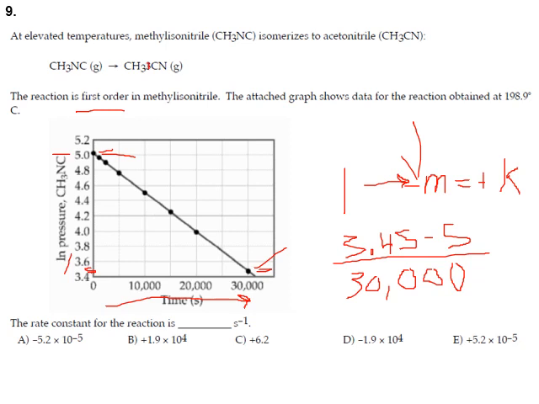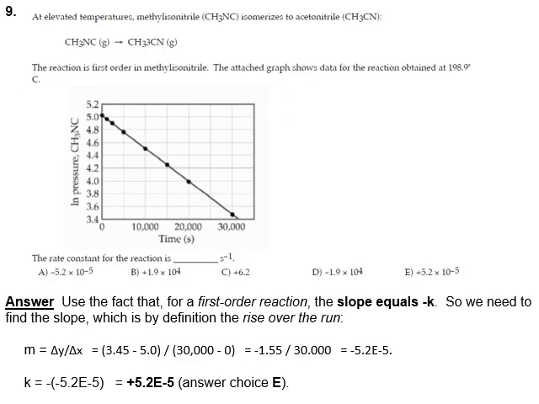So before we even go any more, we know it's going to have to be positive. So we can eliminate answer choices D and A. And I don't think that C is even close. So I'm just going to guess it's going to be E, but let's look at it. Go to the next slide. So we get minus 1.55 over 30,000, and you get minus 5.2 E minus 5. So change it to plus, because the slope equals minus K, so change that to plus 5.2 E minus 5, which was answer choice E.